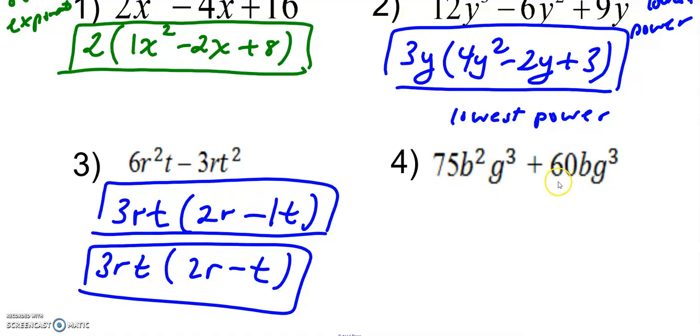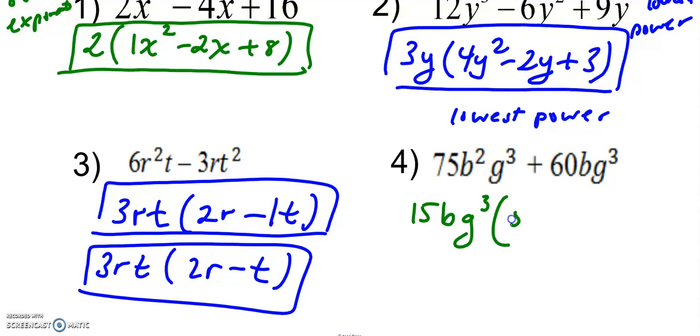75 and 60, and I ask what is the biggest number I can take out of both. If you're thinking 5, I agree with you somewhat, but actually a bigger number that goes into both is 15. Then I look at the b's. I have b squared here and a single b here, so I take out this lower exponent of b. If I have 3 g's here and 3 g's here, am I allowed to take 3 g's out of 3 g's? Yes, that's definitely possible. So I'm going to take a g to the third out as well. So in the parentheses is what's left over.